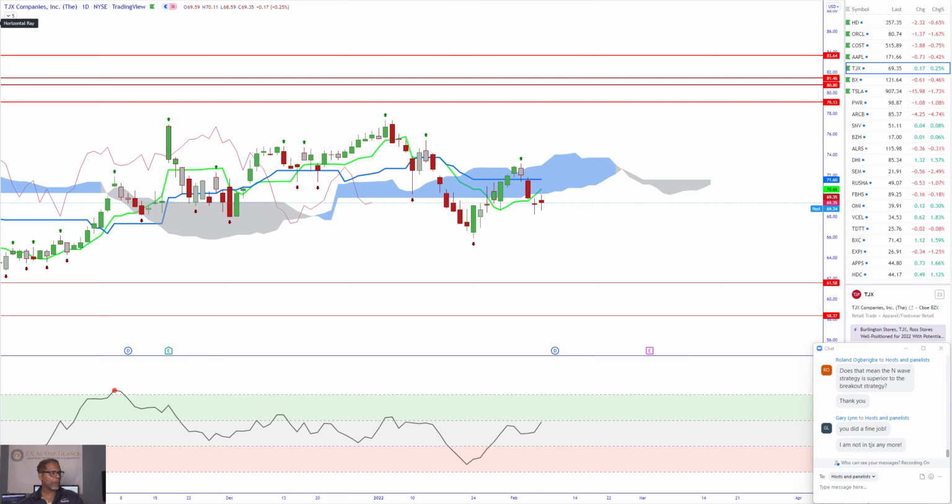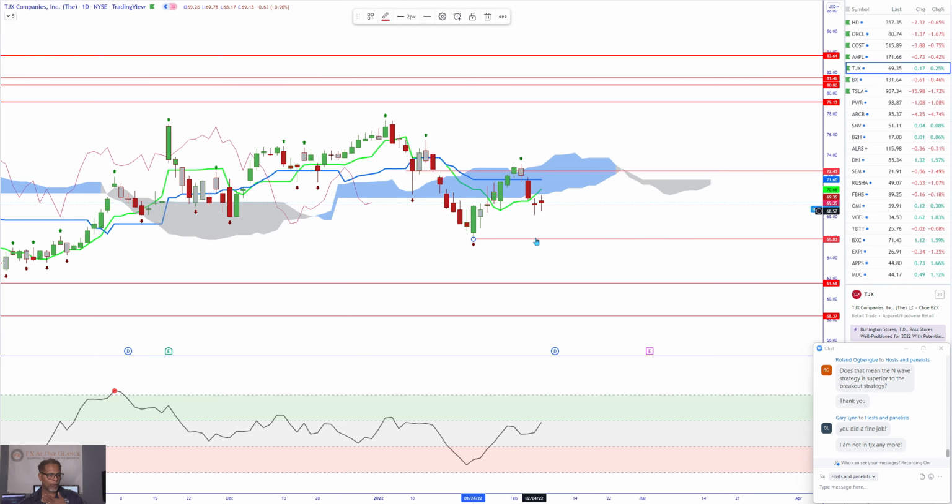What it looks like it more than likely did was push up to this fractal. This fractal level right here. Dropped, pushed up to it, and dropped. Now, mark this low because we're in between this area. We want to see what the market's going to do.